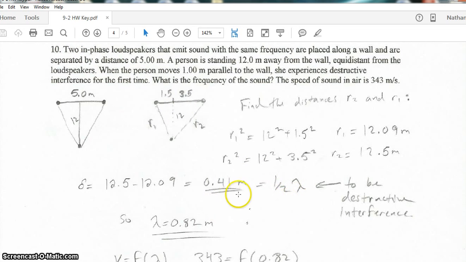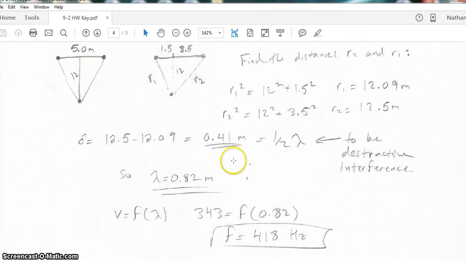So that tells me then that my wavelength needs to be twice the path difference. Right? So the path difference equals 1/2 the wavelength, and double it. And then once I know that, I just plug in my speed for sound, and then my wavelength that I just found to find my frequency.